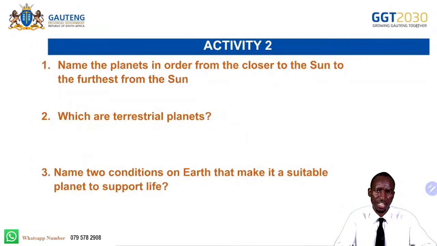Let's come to activity number 2. In this activity, you are supposed to name the planets in order from the closest to the Sun to the furthest from the Sun. Then you're supposed to state the planets which are referred to as terrestrial planets. And number 3, you're supposed to state 2 conditions on Earth that make it a suitable planet to support life. Let's have 4 minutes for that one and quickly answer that activity.